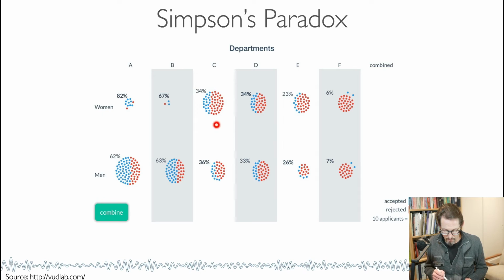So the vast majority of women are in these cases over here, and some of them are highly selective. Whereas the vast majority of men, you have a lot of them over here, and this admission process is much less selective than these ones over here. So it just turns out that it's a confound between the department and the gender.